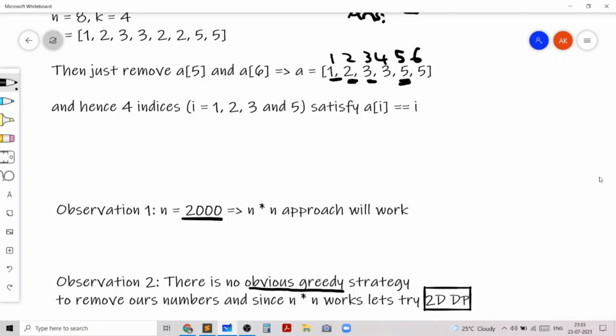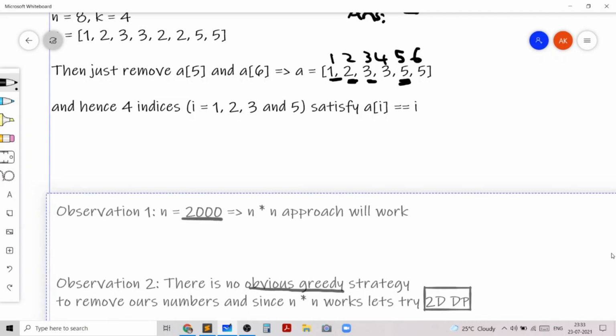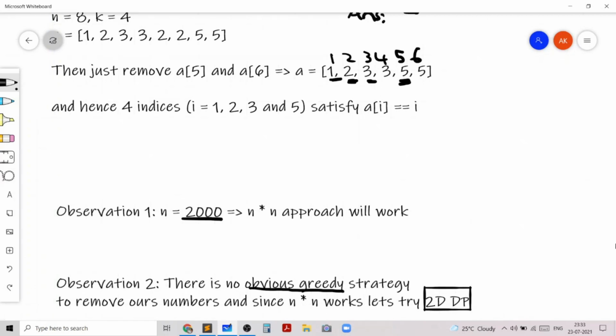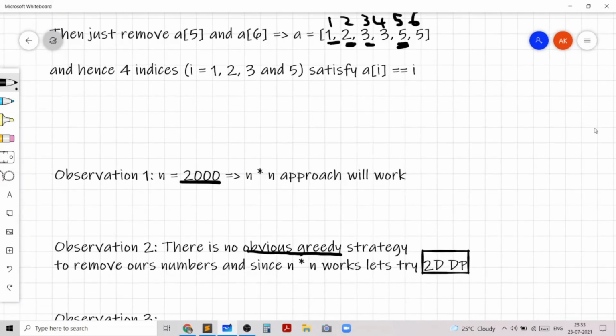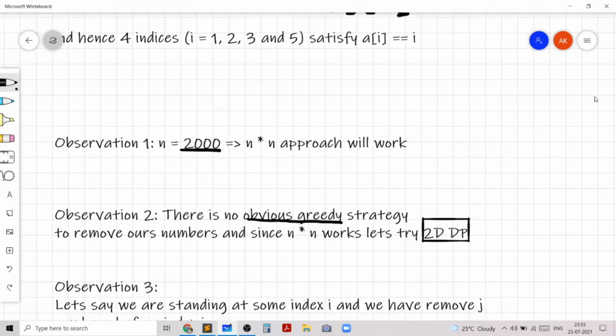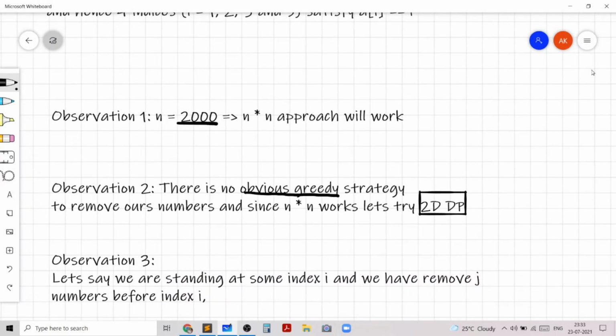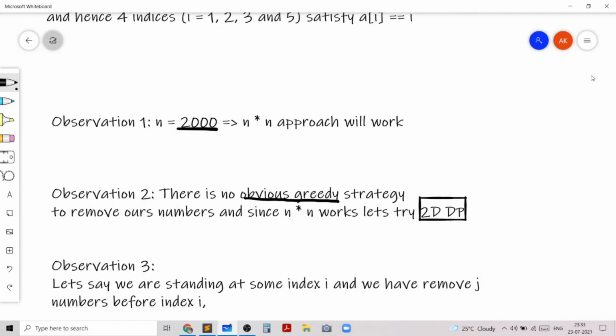So for a 2D DP strategy, we need to basically identify those two parameters in our DP state, and we will identify those two parameters based on some observations which we make. So the third observation which we make is that, let's say that we are at some index I and we have removed j numbers before index I.